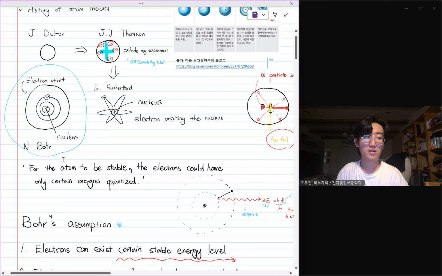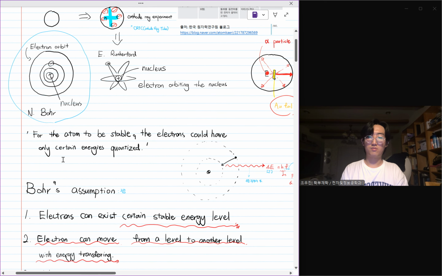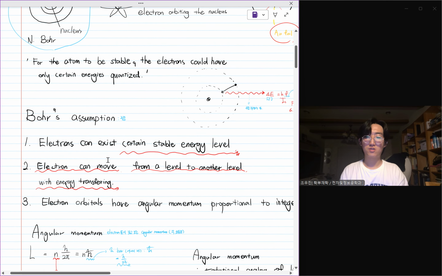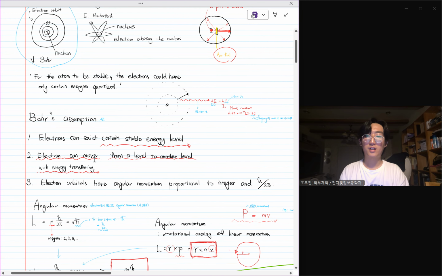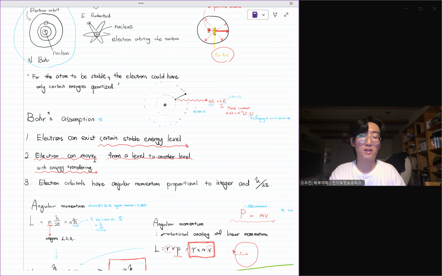We are going to mainly look at Bohr's atom model, which means that for the atom to be stable, the electrons could have only certain energy quantities. Bohr's assumption is that electrons can exist at certain stable energy levels, and an electron can move from one level to another level, which means orbit to orbit, with energy transferred.